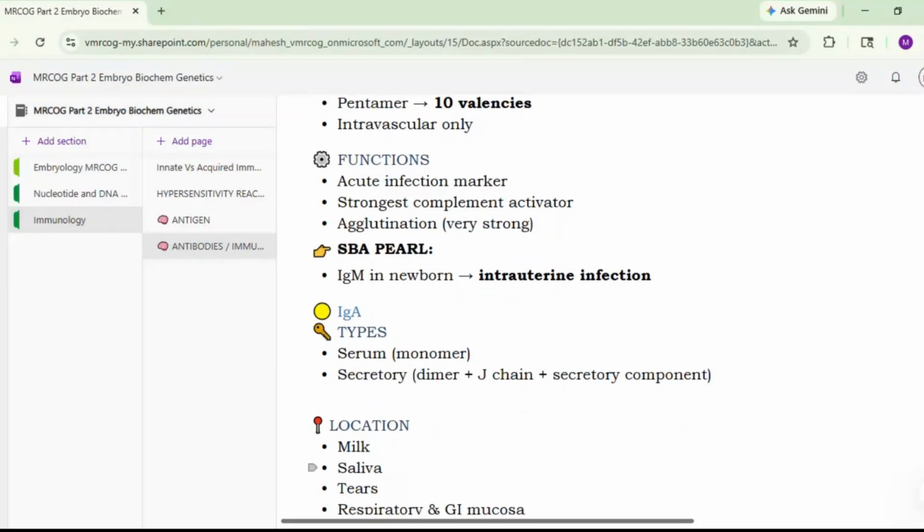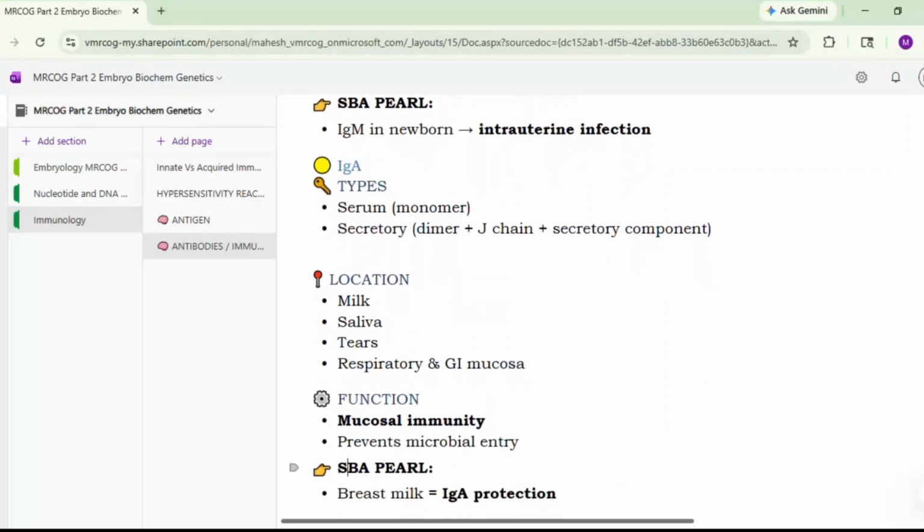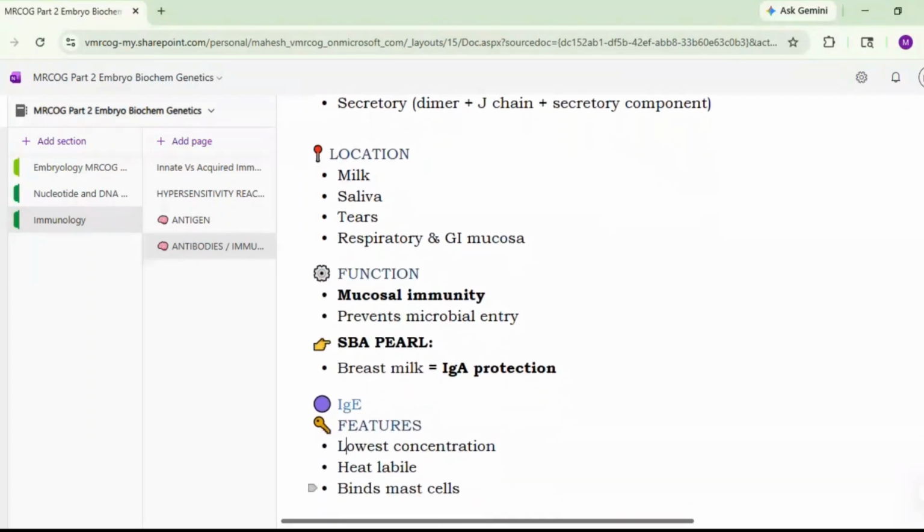It is located in the milk, saliva, tears, and respiratory and GI mucosa. What is the function of IgA? It gives mucosal immunity and prevents microbial entry. From the examination point of view, remember that breast milk gives IgA protection.